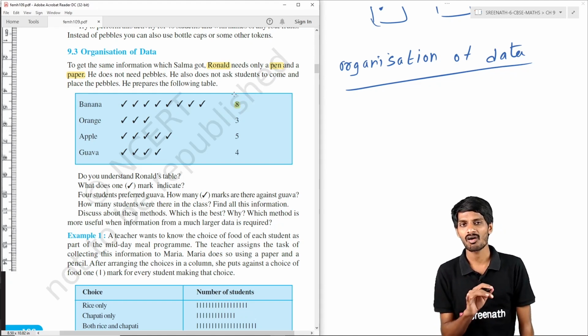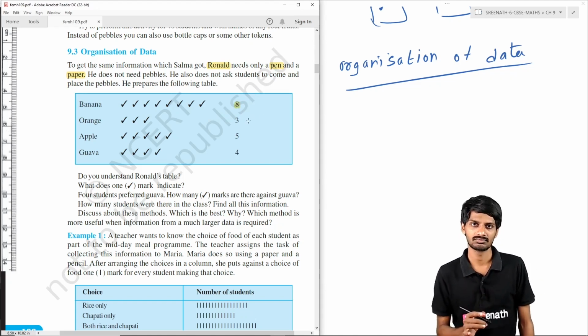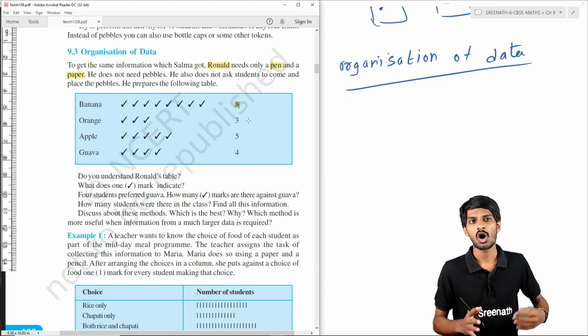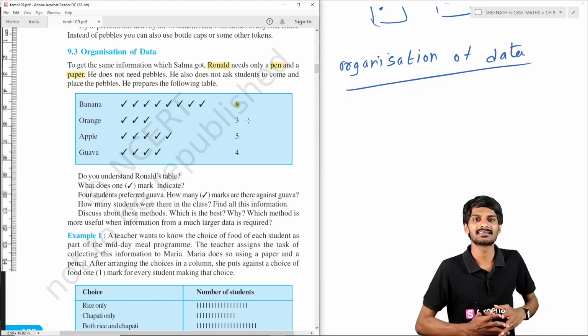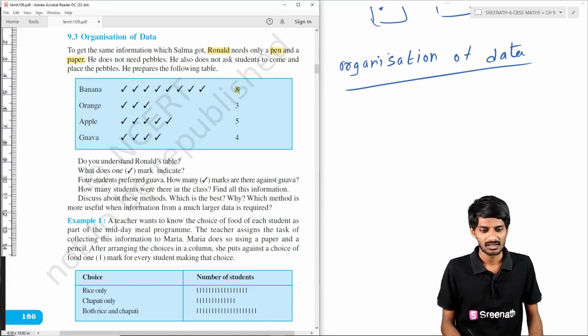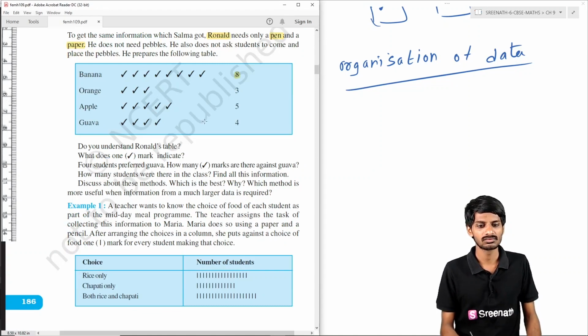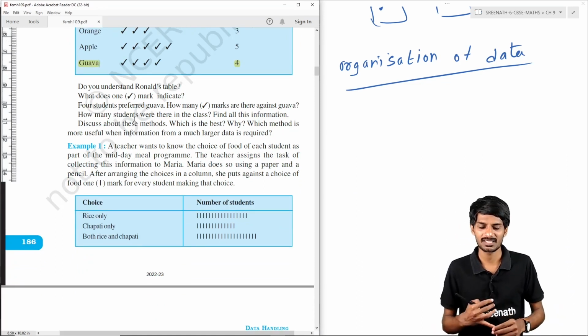So this is called organization of data. The information is the same from the start, but how you record it, how you organize it, and how you represent it is what makes sense of it. Okay, students, it is so simple. This is called organization of data, students. This type is the best method.